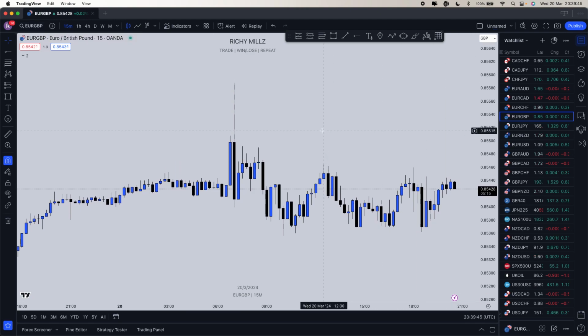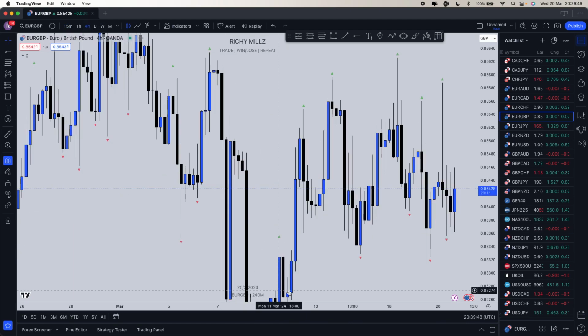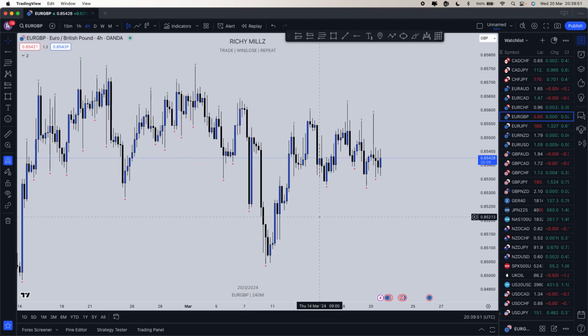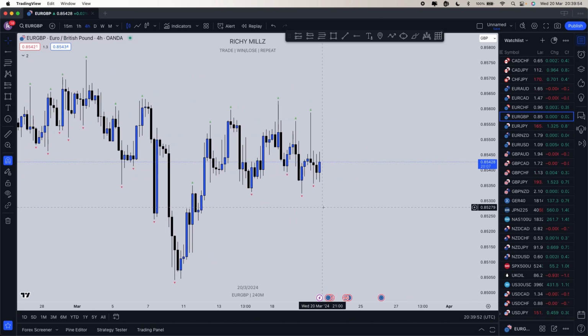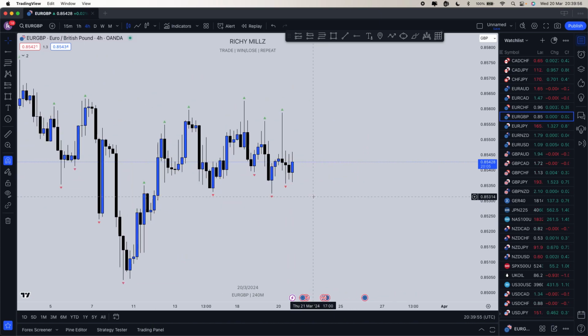It's not hard. I don't try to predict news, but I will read it just before news hits, so I understand whether I need to get out of this trade early or whether I'm going to let it run. It's as simple as that.